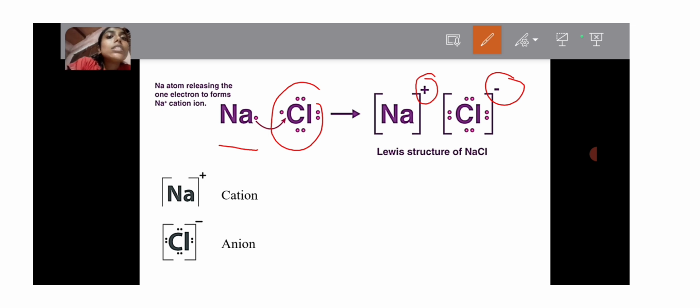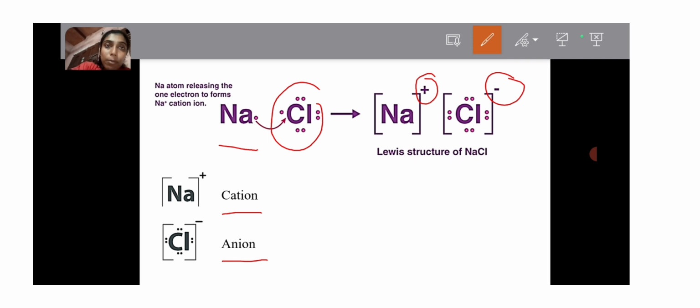Any ion with a positive charge, such as the sodium ion, is known as a cation, and any ion with a negative charge is known as an anion.